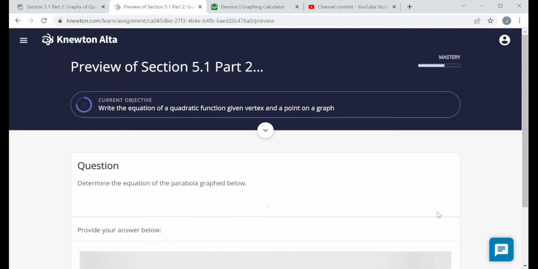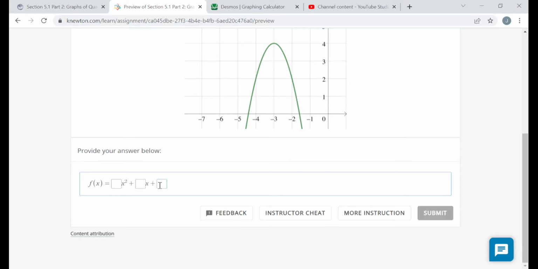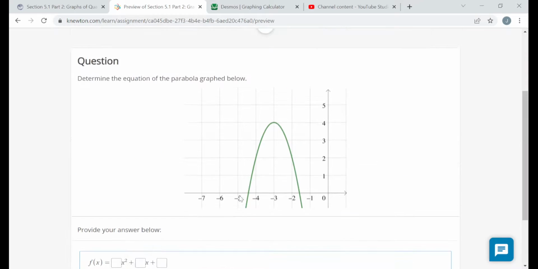So same objective, another graph. Once again, we're just asked to fill in the coefficients of the general form, ax squared plus bx plus c. This one is a parabola opening down, so when I find a here, it should be a negative number. From this picture, it looks like the vertex is at negative 3, 4. And another point on the graph, how about negative 2, 2? Negative 2, 2 or negative 4, 2, either one. I'll use negative 2, 2.